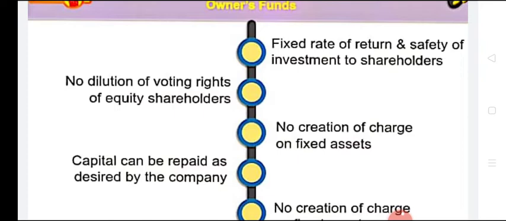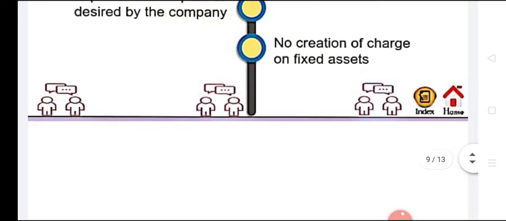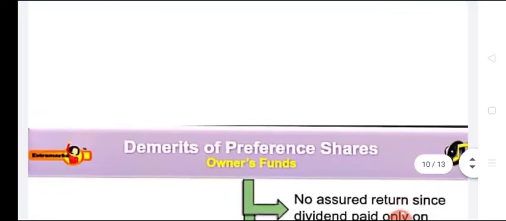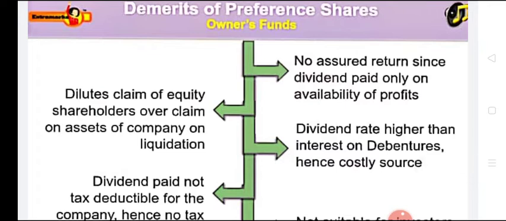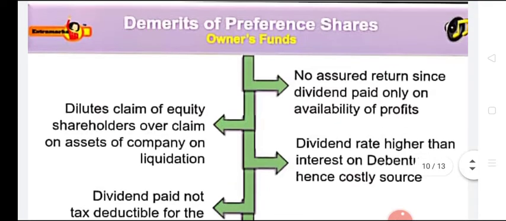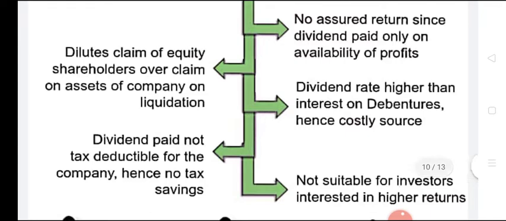Capital can be repaid as desired by the company, and there is no creation of charge on fixed assets, as I explained earlier. Second are a few of the limitations, that is, negative points of issuing preference shares. There is no assured return, since dividend is paid only on the availability of profits. If profits are there, dividend would be paid. If profits are not there, dividend would be accumulated for the coming years.